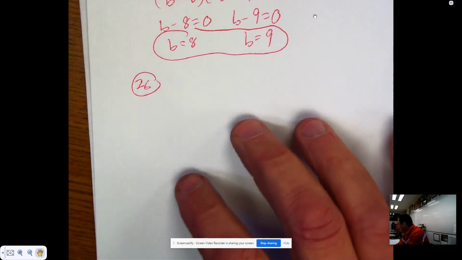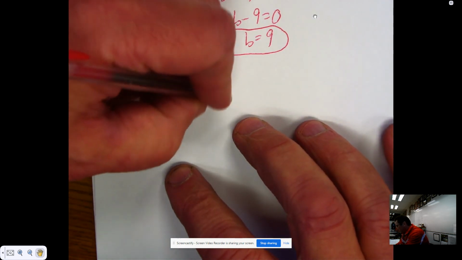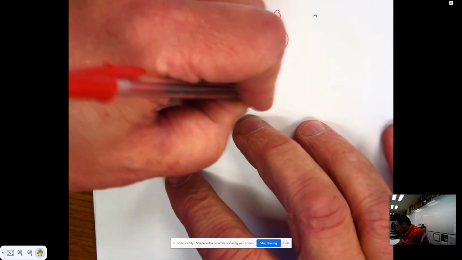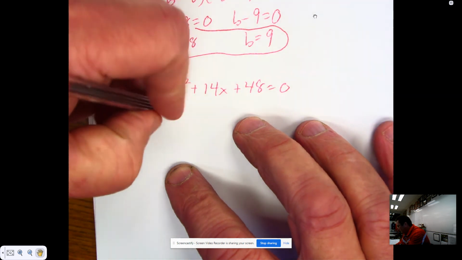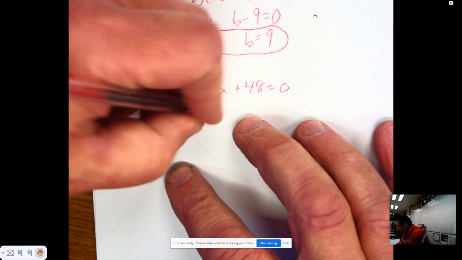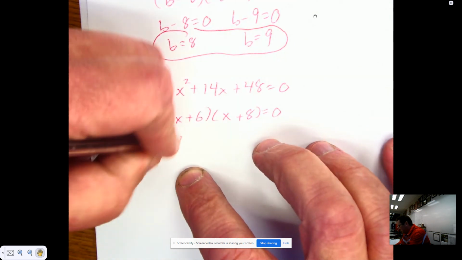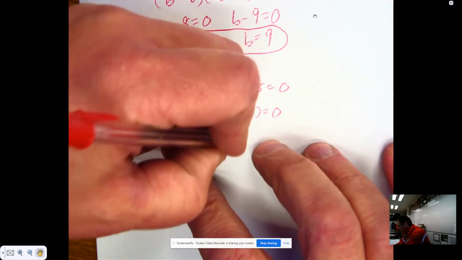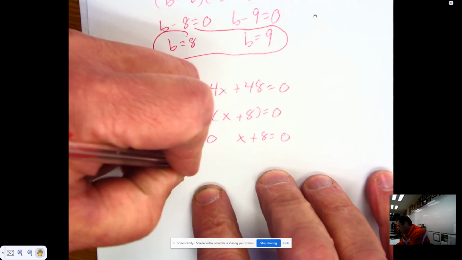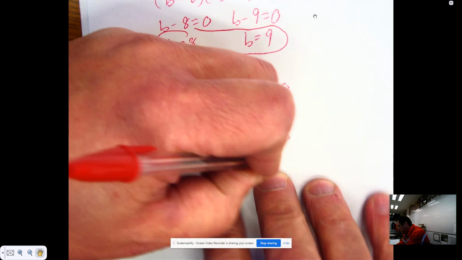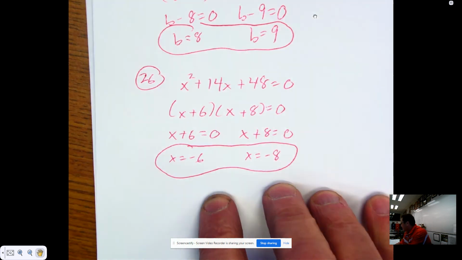On number 26, it says that x squared plus 14x plus 48 is 0. So we need two numbers that multiply together to be 48 and add to 14. Those numbers would be 6 and 8. And so then we would write that either x plus 6 equals 0 or x plus 8 equals 0. And so x is negative 6 or x is negative 8. All right, so that's that one.